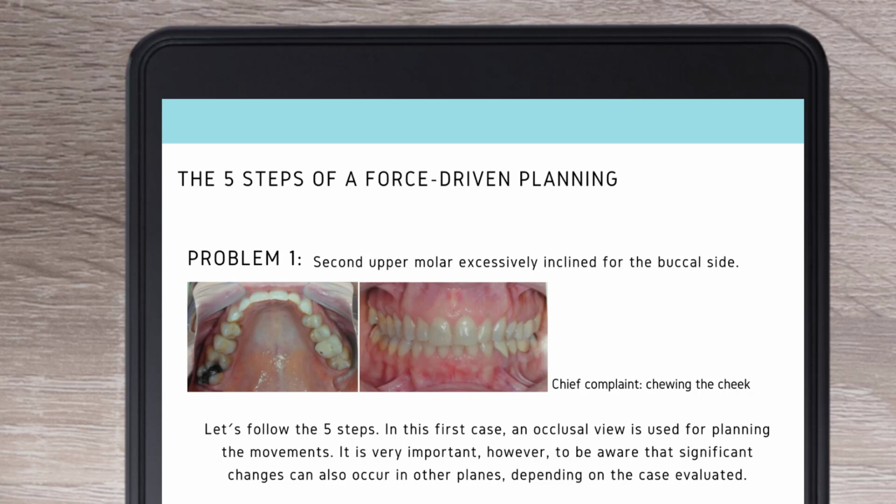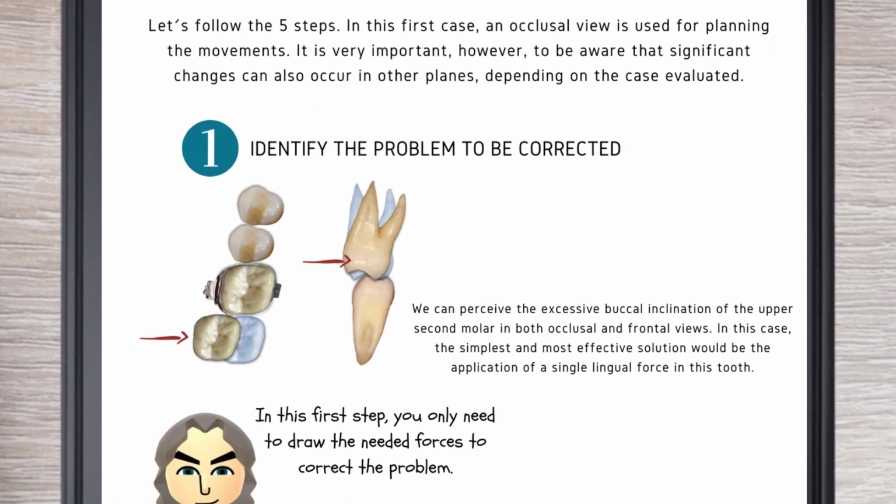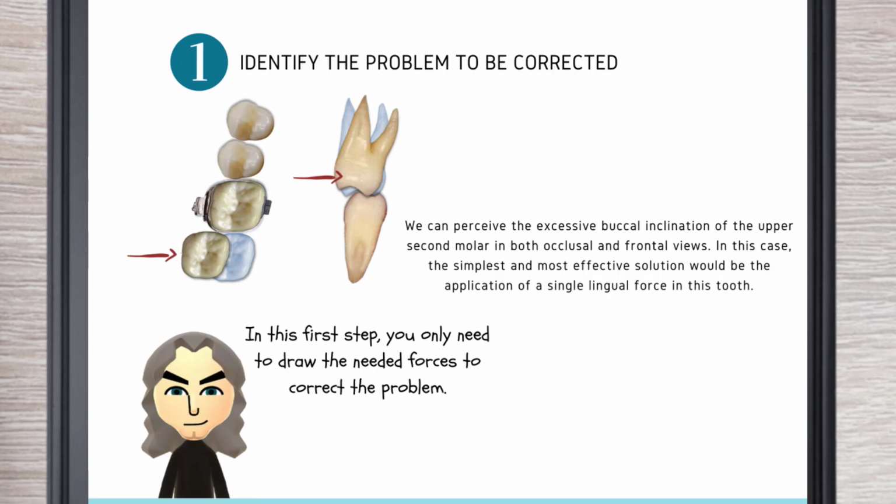Let's follow the 5 steps. In this first case, an occlusal view is used for planning the movements. It's very important, however, to be aware that significant changes can also occur in other planes, depending on the case evaluated. Step number 1, identify the problem to be corrected. We can perceive the excessive buccal inclination of the upper second molar in both occlusal and frontal views.